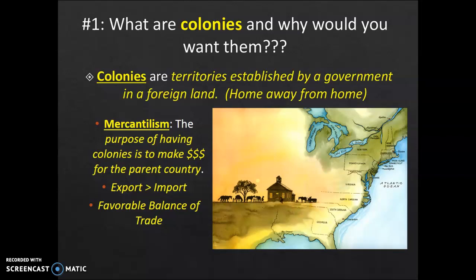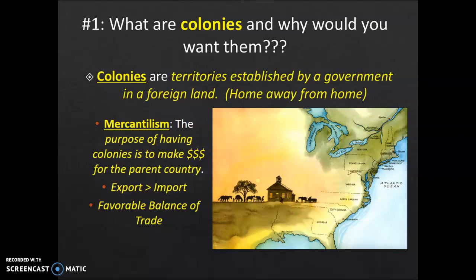What are colonies? Why would you, if you were a king or a queen or an emperor or whatever, want colonies? So colonies are territories, land, cities, as we know them now, states, whatever, established by a government, a king or a queen, in a foreign land. It's a home away from home. The English colonies, the British colonies, the 13 colonies that were originally British colonies, they were set up on a basis of what's called mercantilism. Basically, they're there to make money for the government, the British government at the time, make money for the parent country.